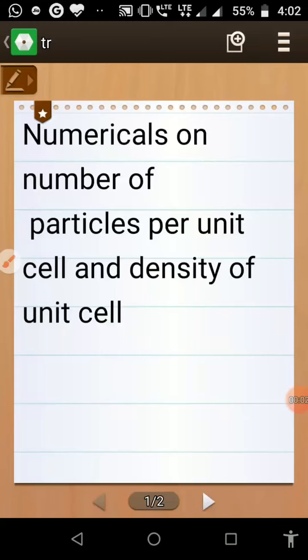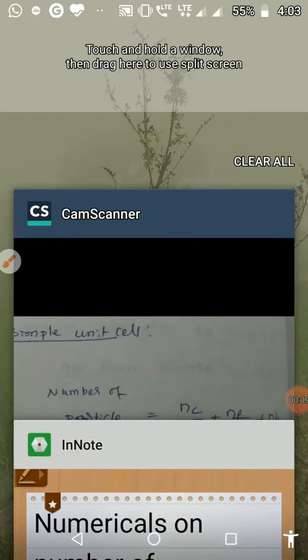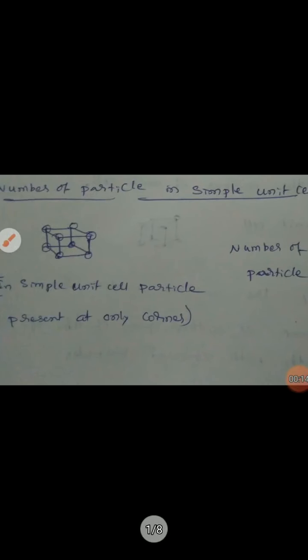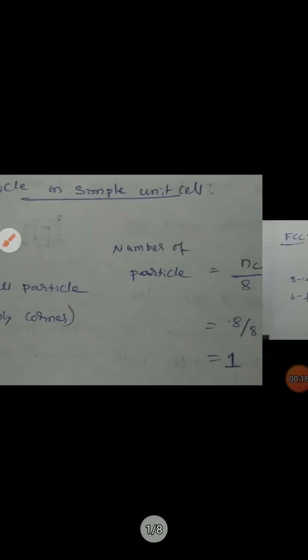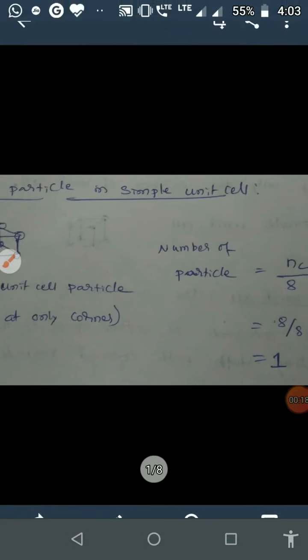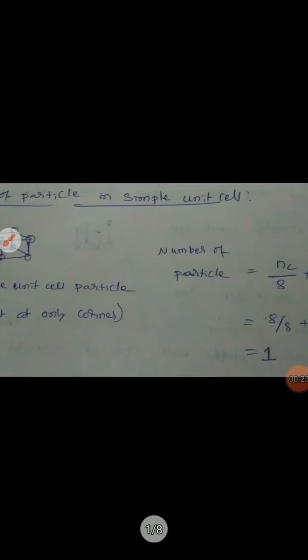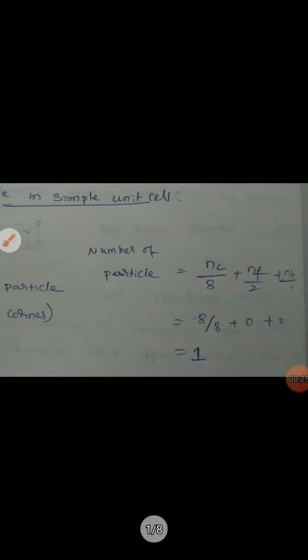Now let us go through some numericals on number of particles per unit cell and density of the unit cell. Firstly, we shall go for the number of particles per unit cell. The number of particles in a simple unit cell can be calculated by using the formula Nc divided by 8 plus Nf divided by 2 plus Nb divided by 1, which is the formula to calculate the number of particles per unit cell.